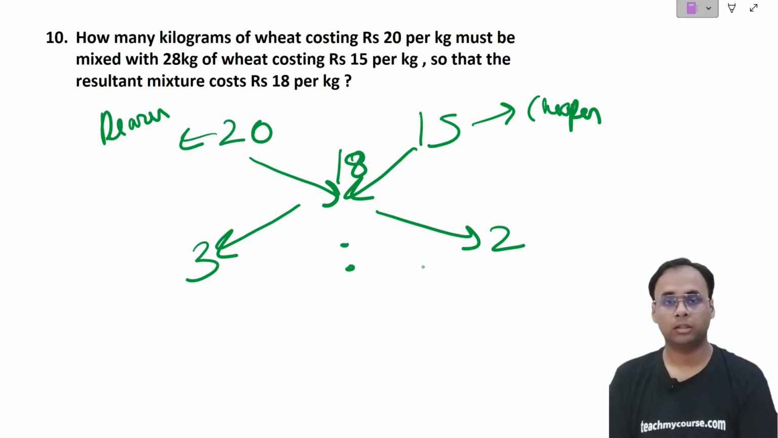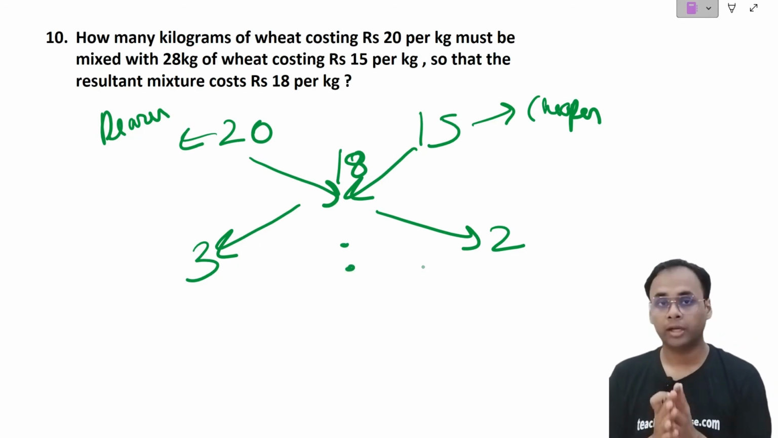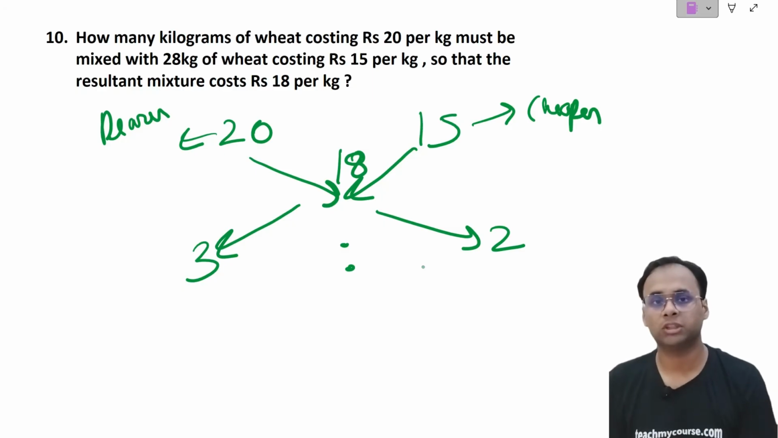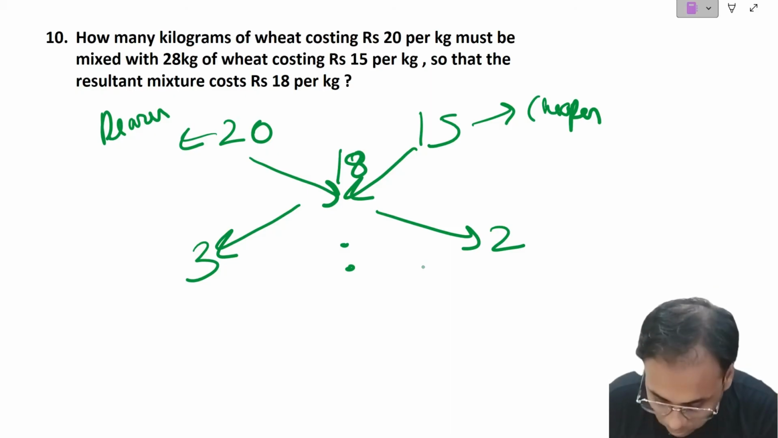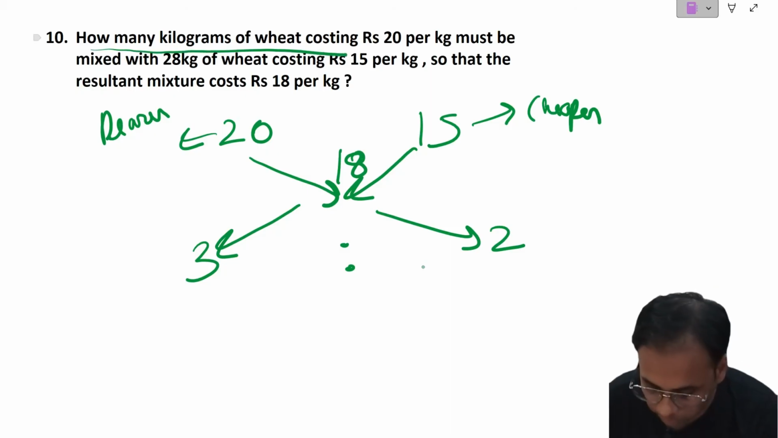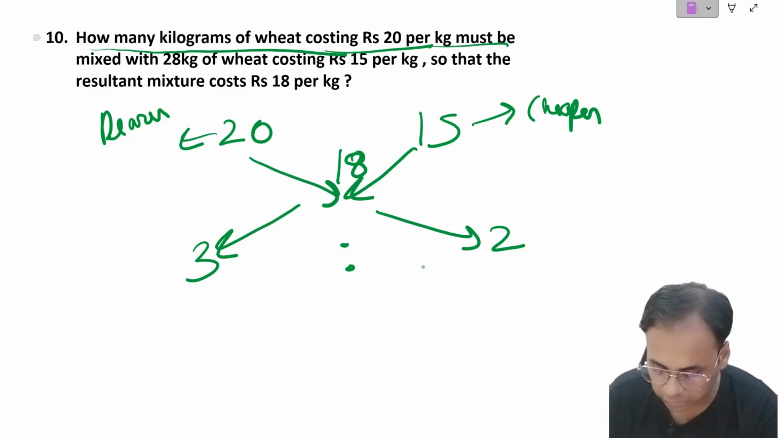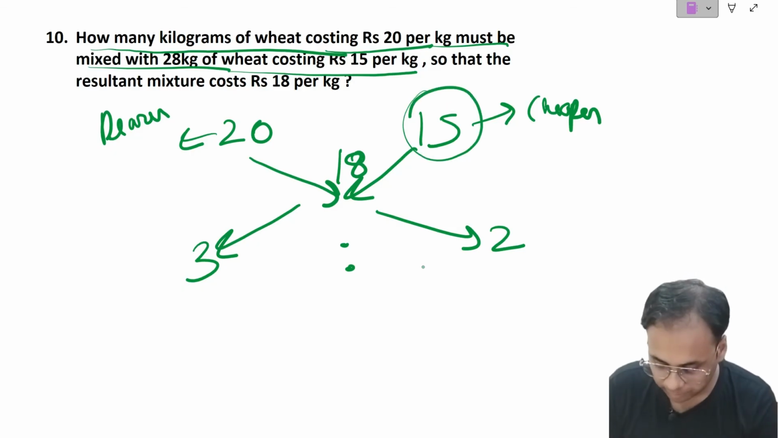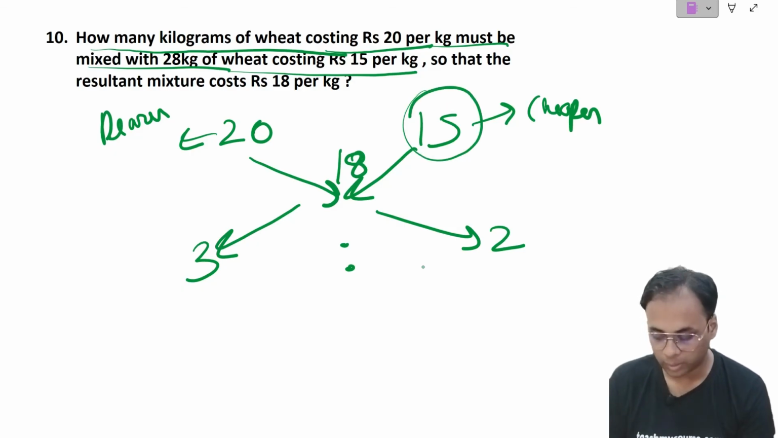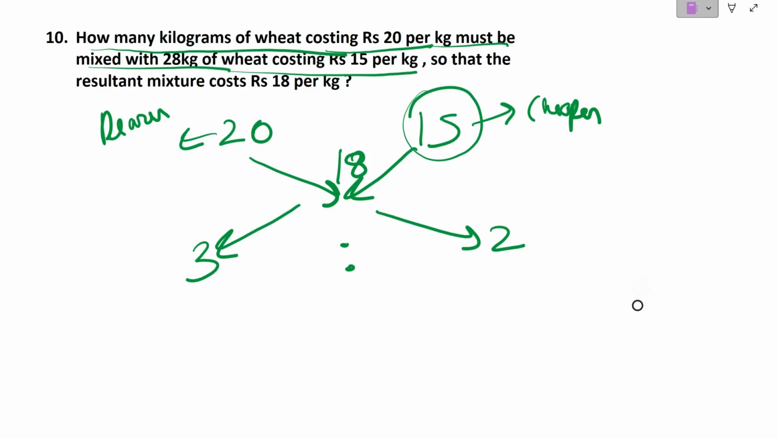And what does that mean? This means this is the ratio of the quantity which is being mixed. Try to understand, the question is asking how many kilograms of wheat costing rupees 20 per kg must be mixed with 28 kg of wheat costing rupees 15 per kg. So this rupees 15 thing is having what quantity? 28 kg, which means this 2 corresponds to 28 kg.